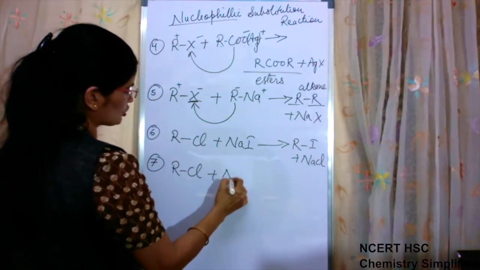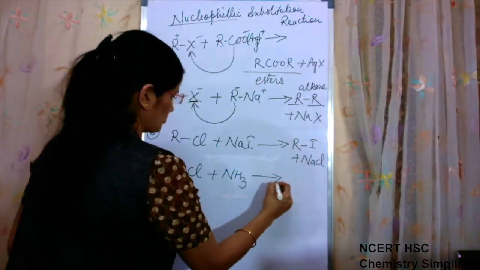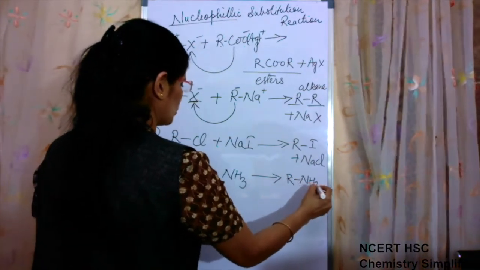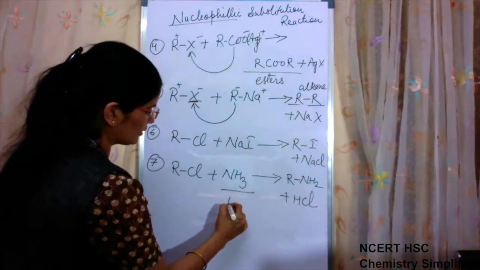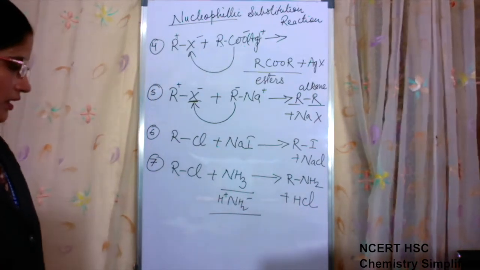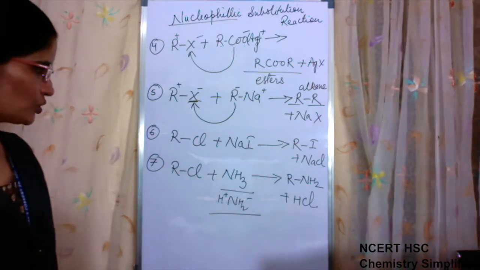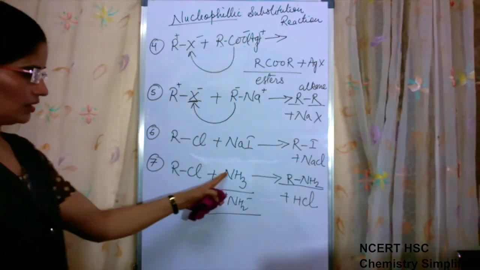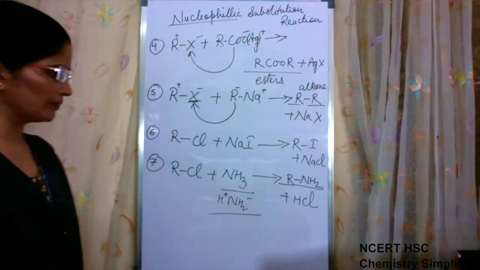alkyl halides can also react with ammonia to form RNH2 plus HCl. It means this NH3 will be NH2 negative and H positive. So NH2 negative will go with R and H positive will come with Cl. So RNH2, that means RNH2 is a primary amine. NH3 is ammonia. When one hydrogen is replaced by an alkyl group, it becomes a primary amine.